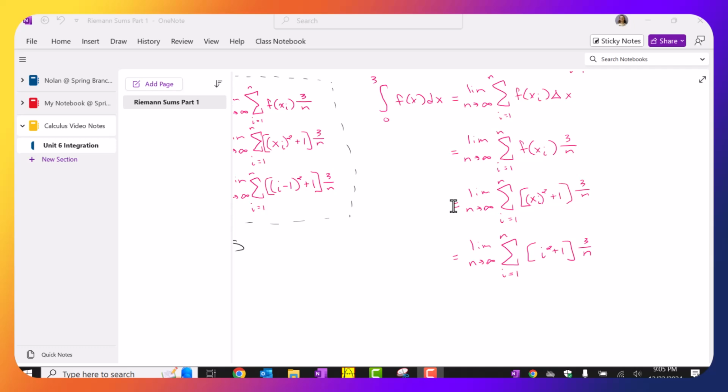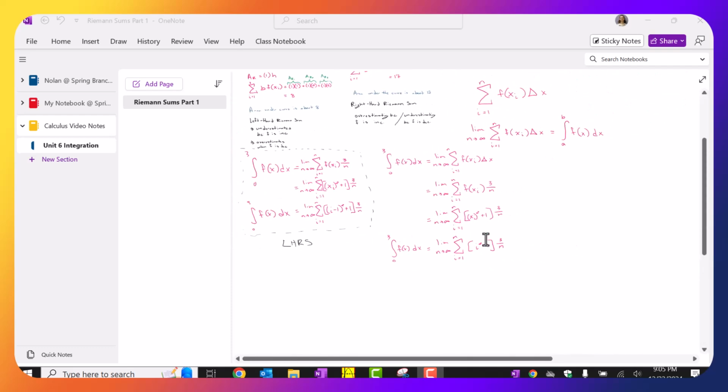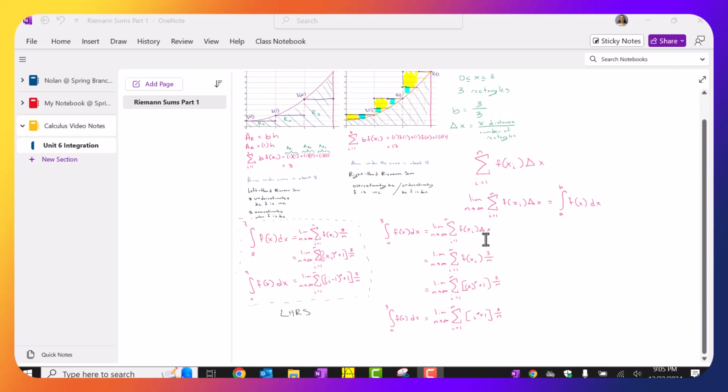And this is our definite integral from 0 to 3 of f of x dx. And we're one step closer to being able to actually find the area under curves.